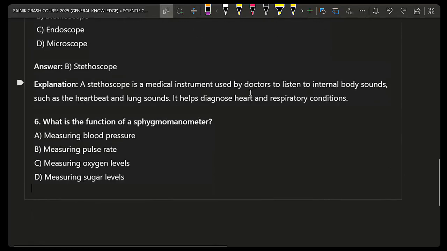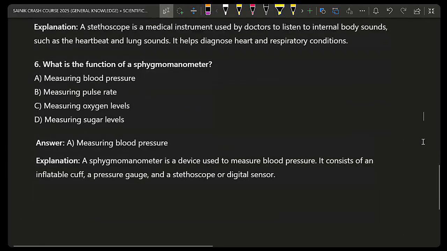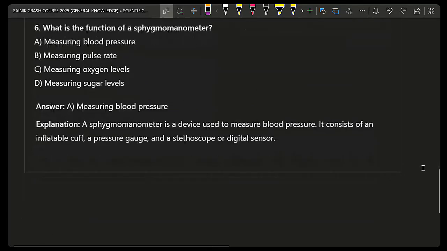So the correct answer is option A. A sphygmomanometer is a device used to measure blood pressure. It consists of an inflatable cuff, a pressure gauge, and a stethoscope or digital sensor. So nowadays you can see in most of the hospitals also when you visit for OP, so outpatients, first they take your blood pressure reading by sphygmomanometer only. Next question.